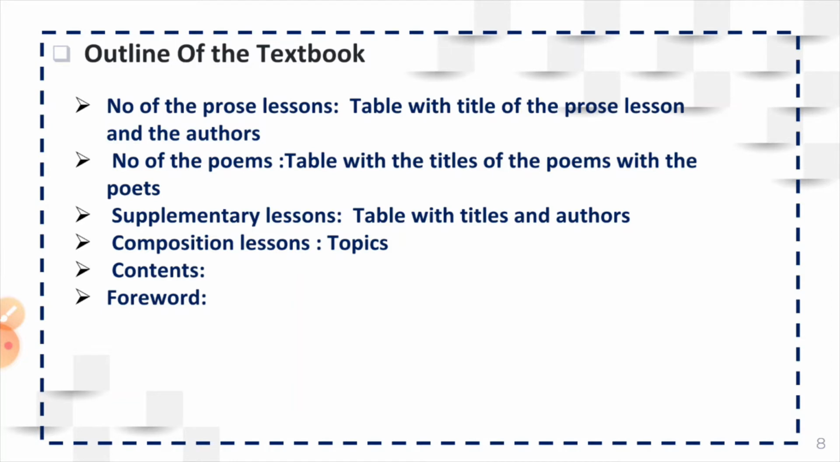The second one, you are writing the outline of the textbook. Outline is the sketch of the textbook, meaning that under the heading of outline, you are supposed to write the number of lessons in prose, which can be presented with a table with the title of prose lesson and the authors, then the number of poems, a table with the titles of the poems with the poets. Okay, how many supplementary lessons are there? Then if the textbook has some composition lessons or some grammar lessons or figures of speech, the topics are to be given separately.